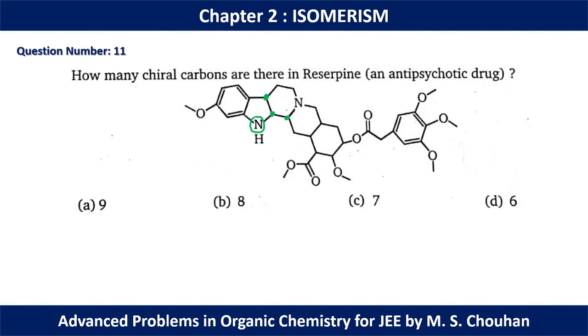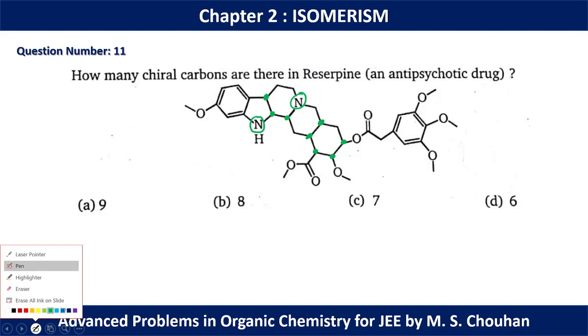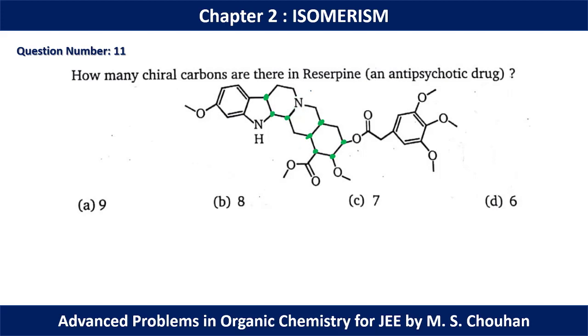4, 5, 6, 7, 8, 9, 10. But inversion is possible along the nitrogen center, so we can remove these two. So finally 8 should be the correct option. So option B should be the correct option for question number 11.